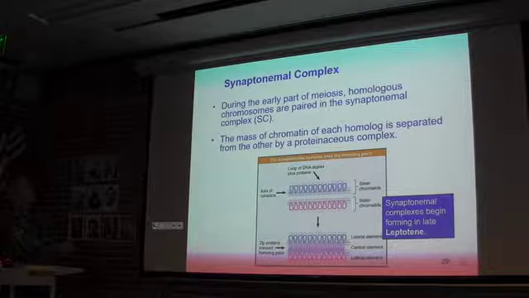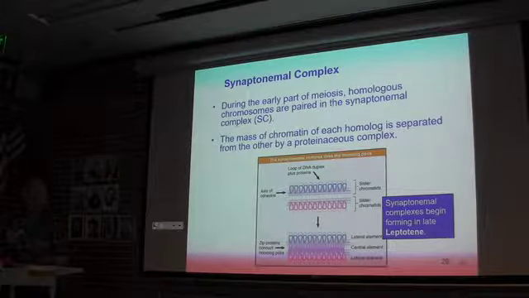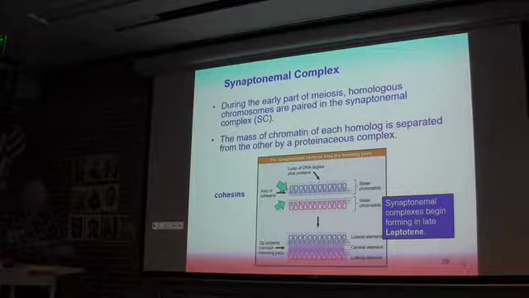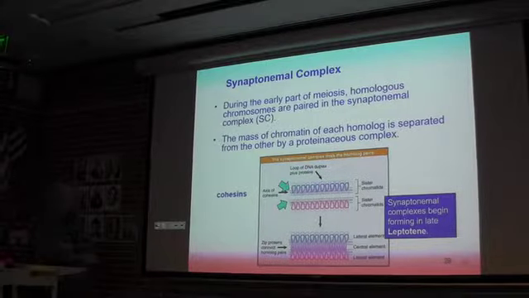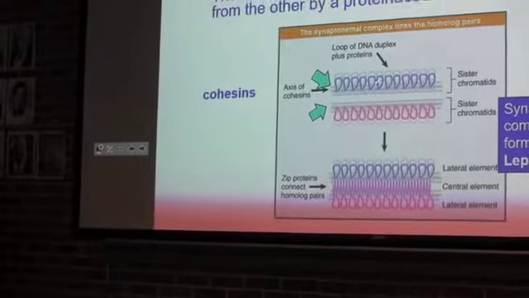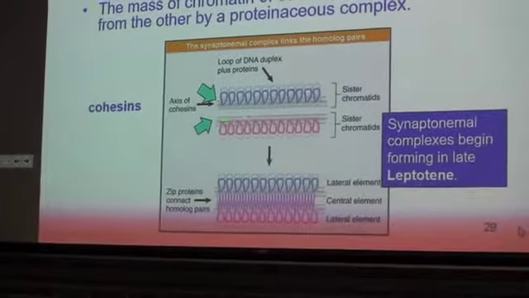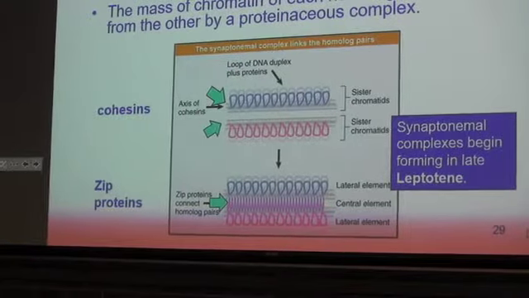In the early part of meiosis, homologous chromosomes are paired in the synaptonemal complex. Each chromatid is separated from the other. So here is a diagrammatic representation of what we saw. Cohesions are at the bottom of these loops of protein and DNA, and then in the clear center portion you have the zip proteins.